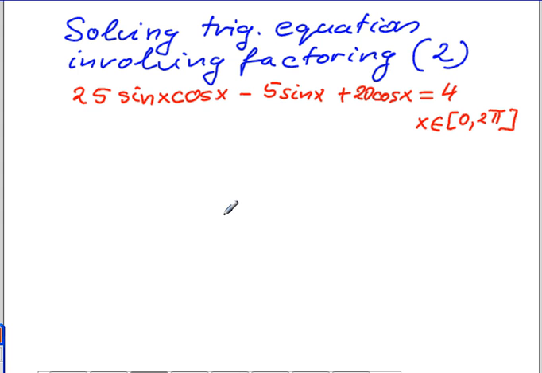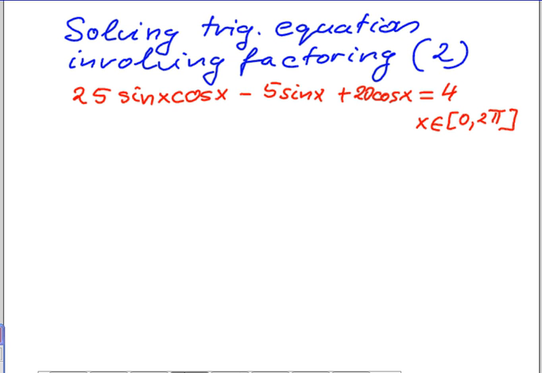All right, solving trigonometric equation involving factoring part 2. So this is the case where you don't see a straightforward application of substitution as shown in the previous video. So you're going to have to look at the four terms that you have. Really, you have four terms, 1, 2, 3, 4, and see if we can group them somehow. So in the end, you're going to end up with a factored statement.